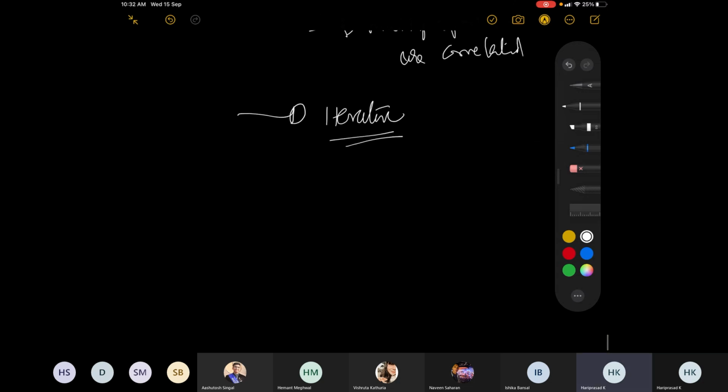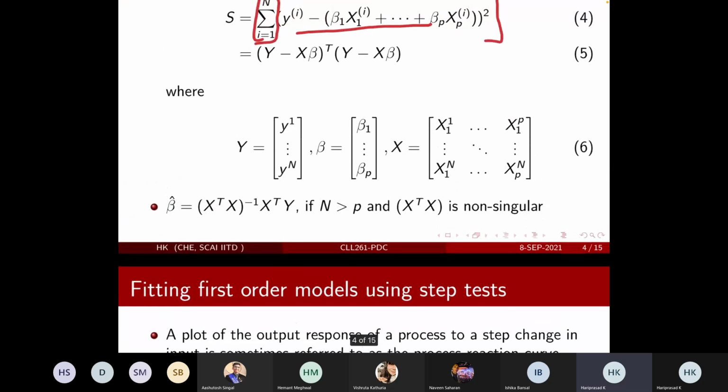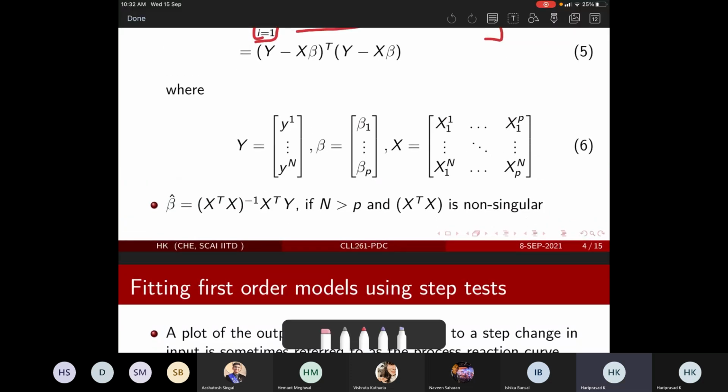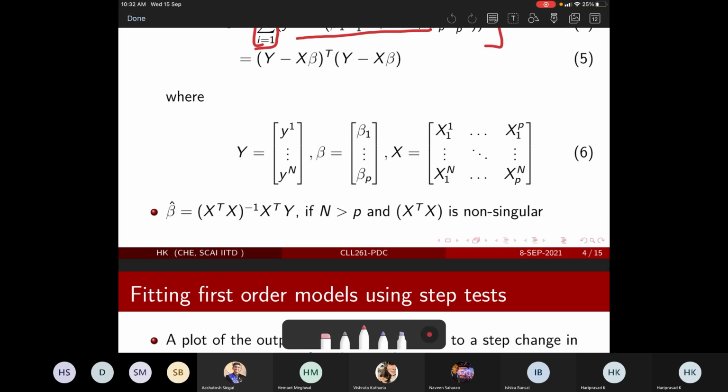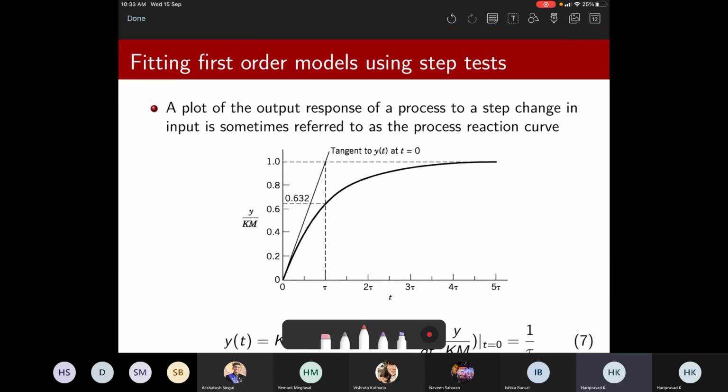Okay, so now coming back over here. This is essentially a fully data-driven mechanism. Any questions at the moment?